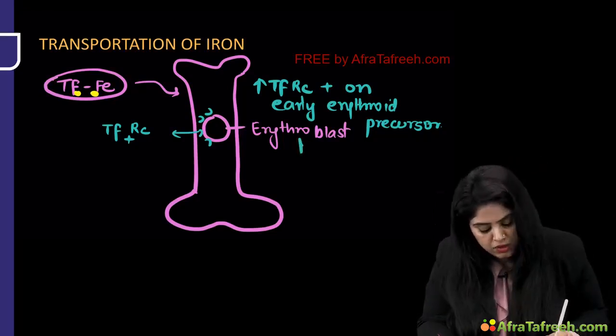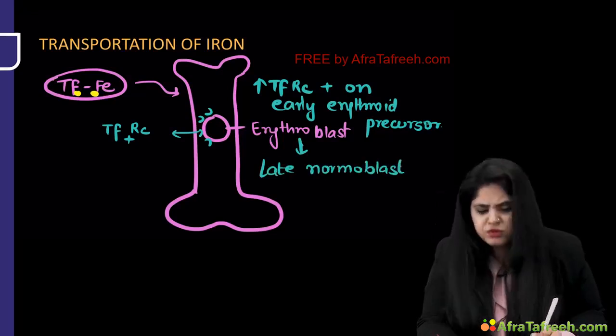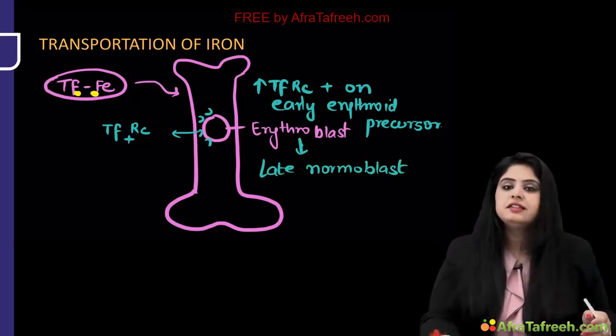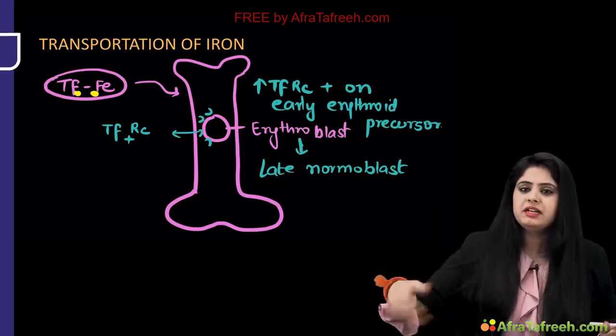And as we go on to the late stages of the blast, for example, the late normoblast, by that time most of the hemoglobin is made. When most of the hemoglobin is made, can I say the cell will say, now my hemoglobin is made, I don't need any iron, let all of it go?